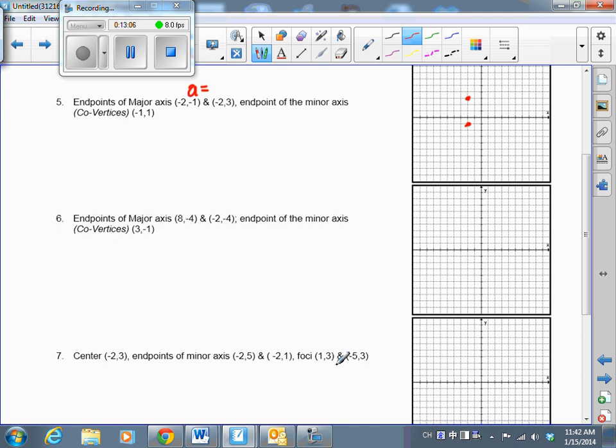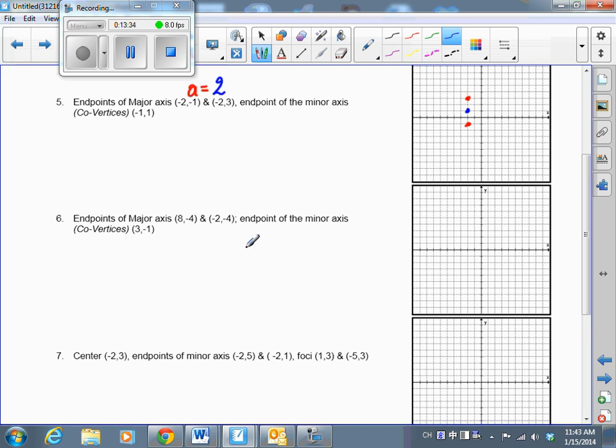Where do you think the center is? The center is -2, 1. It's the exact middle of those two. So, this is my center. Now, tell me the value of A. 2. A is equal to 2. The distance from the center to any of those 2 points.